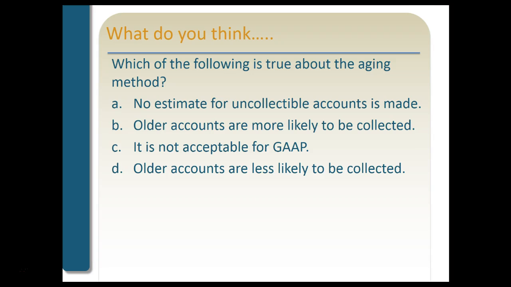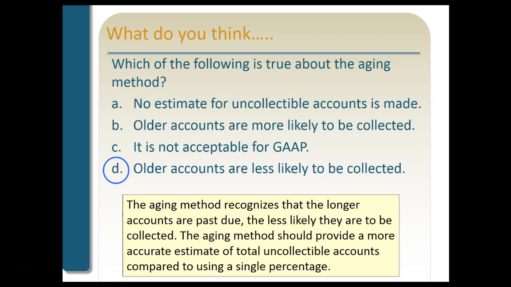What do you think? Hope you get that right. It would be the older accounts are going to have a tougher time getting collected. They've been sitting around longer. So this aging method recognizes the longer the accounts are past due, the less likely they're going to be to get collected.